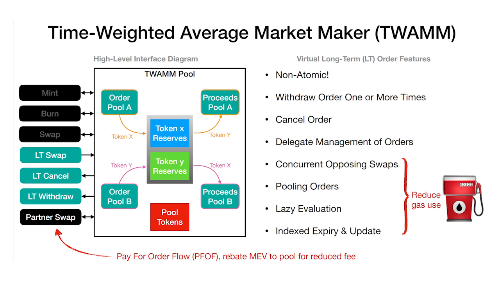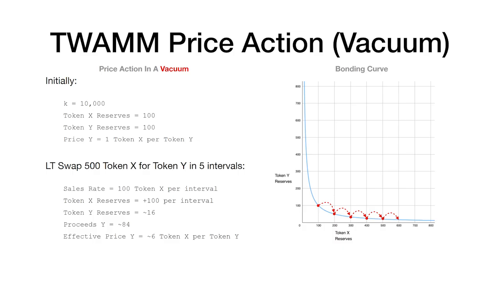So let's take a look at the same price action on a TWAM pool, but now in a vacuum. The reason I'm doing this in a vacuum is I want you all to see that the math and the bonding curve are effectively the same when nobody else is present. So we have the exact same trade. We're doing 500 tokens, but now we're doing it over 5 intervals. That means we have 5 discrete points where we're injecting 100 tokens into the pool. You can see on the bonding curve here that we have 5 movements across the curve. The math is exactly the same in a vacuum because nobody's interacting with the pool. So you get the same terrible proceeds of 84 instead of the 500 you expected from the instantaneous price.